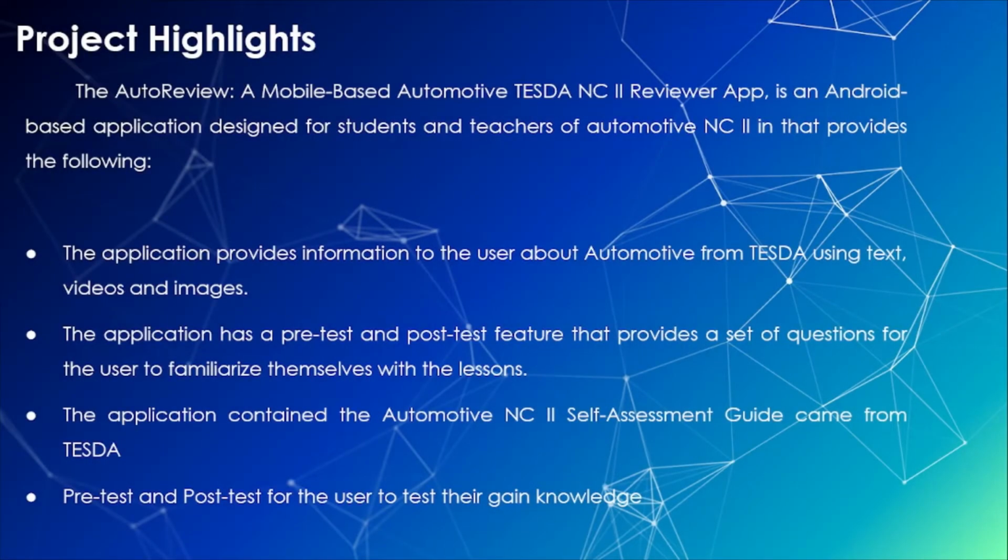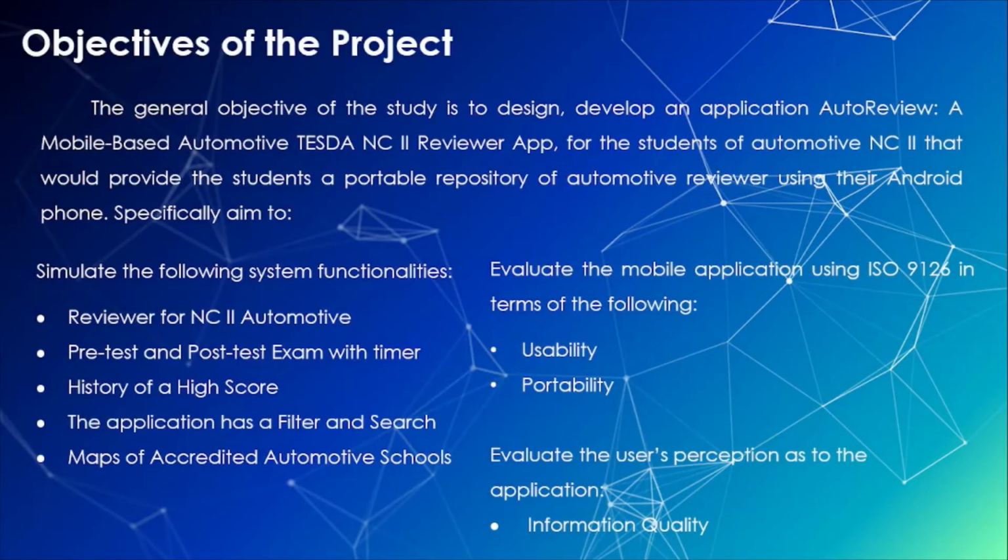Project highlights. The Auto Review, a mobile-based automotive NC2 reviewer app, is an Android-based application designed for students and teachers of automotive NC2 that provides the following. The application provides information to the user about automotive from Tesla using text, videos, and images. The application has a pre-test and post-test feature. It provides a set of questions for the user to familiarize themselves with the lessons. The application contained the Automotive NC2 Self-Assessment Guide, came from Tesla, pre-test and post-test for the user to test and gain knowledge.